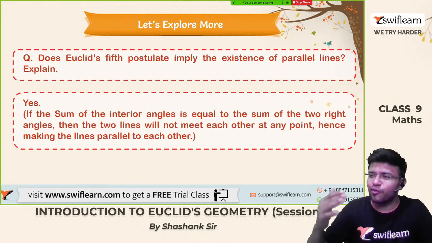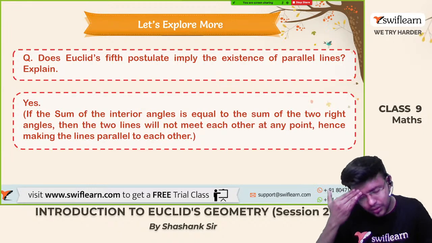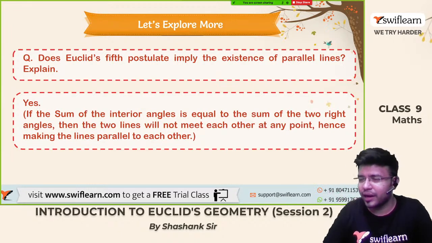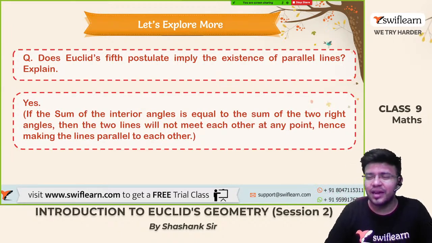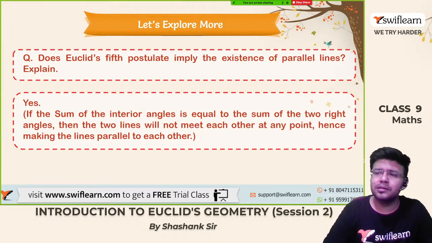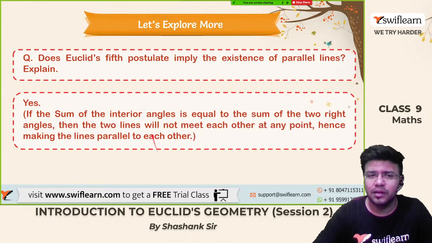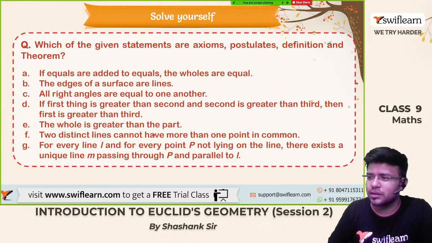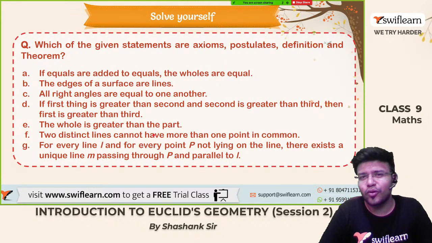Okay, if the sum of interior angles are two right angles, then these lines will never meet. On this side also two right angles, on this side also two right angles, then they are parallel. They will not meet. Yes. Solve the following.